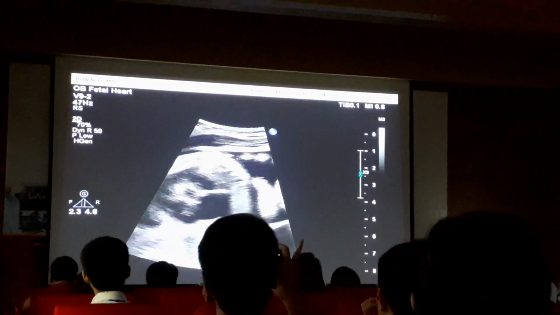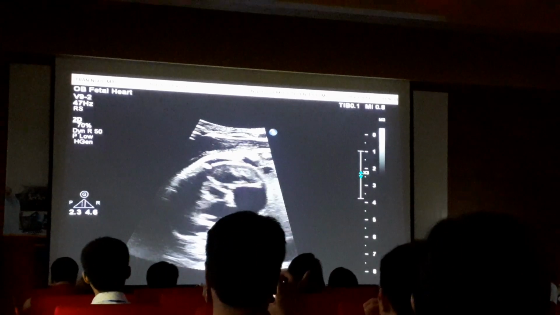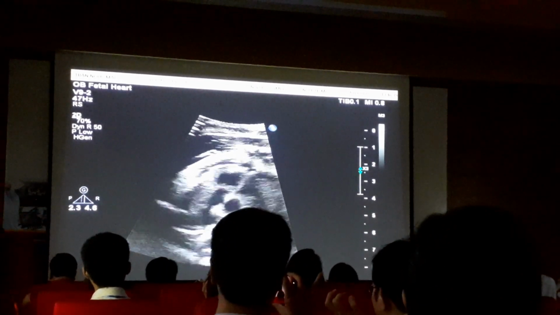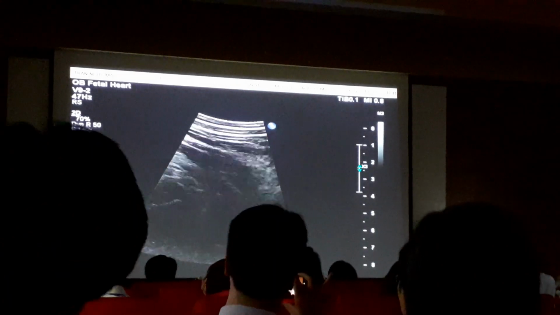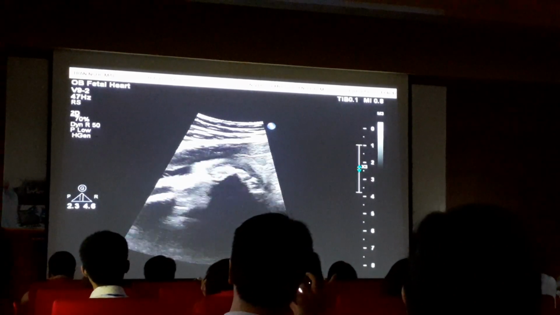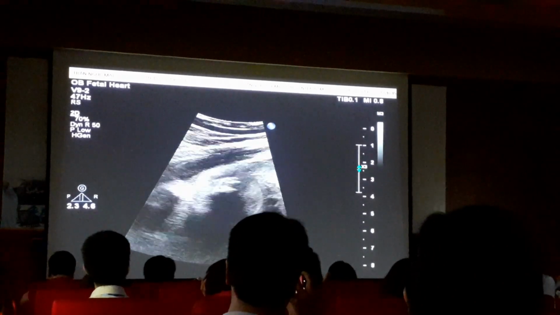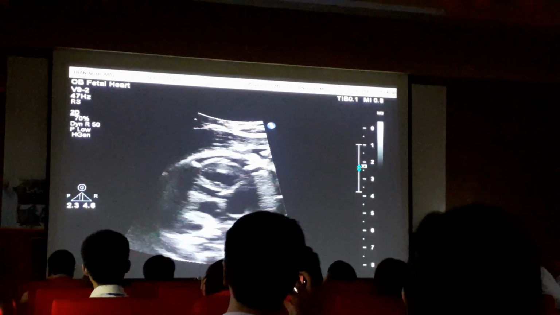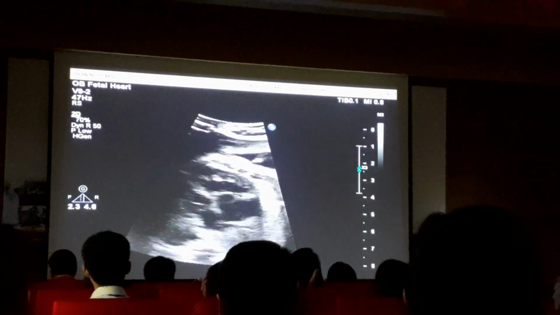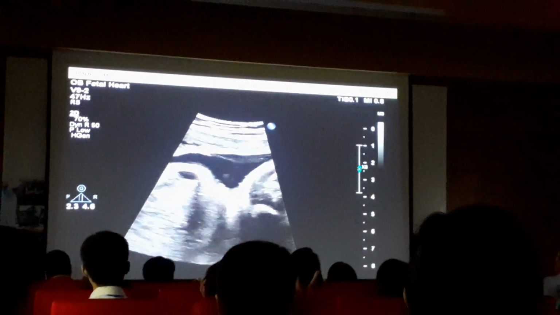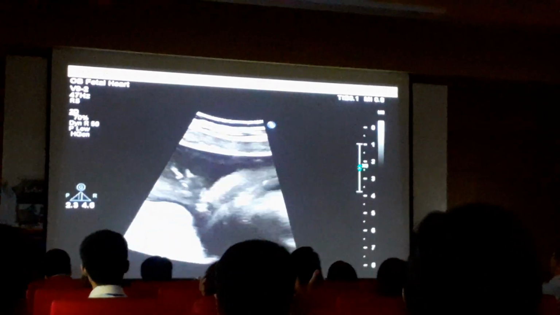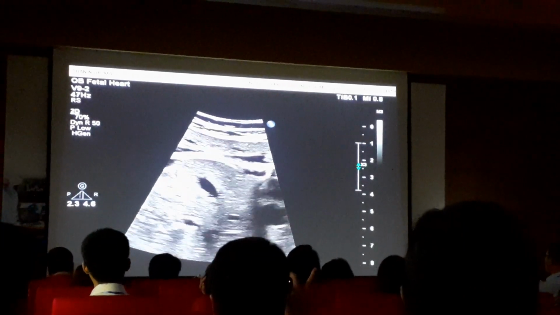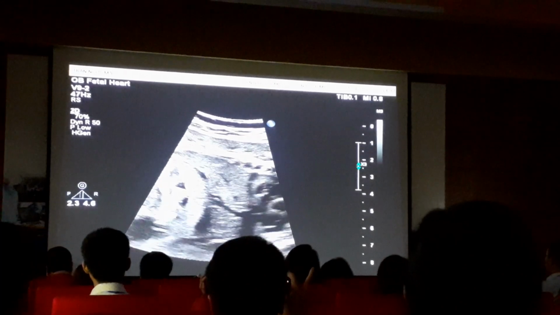Okay. So I'm not suspecting any structural heart disease at this point. In order to be complete, I would want to do my sagittal imaging and look at the aortic arch in the sagittal plane to exclude coarctation. But it's not in the best position.